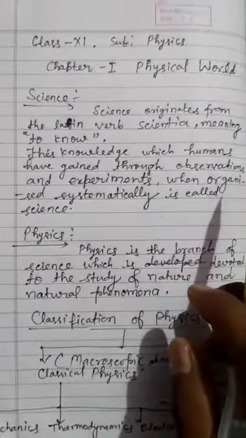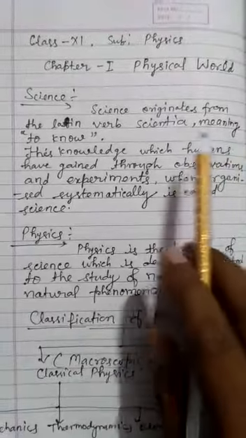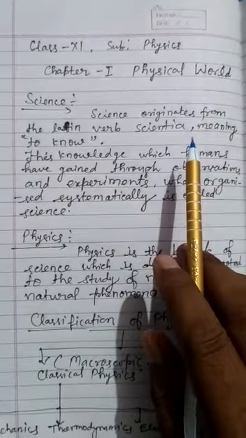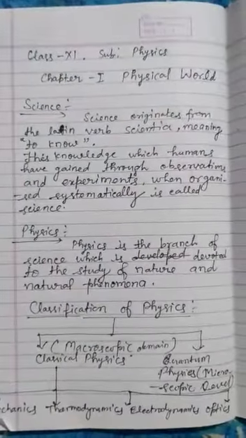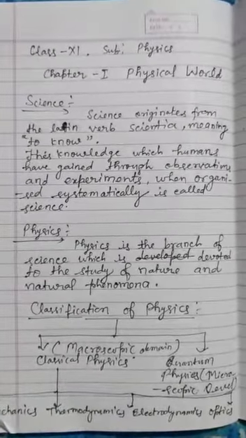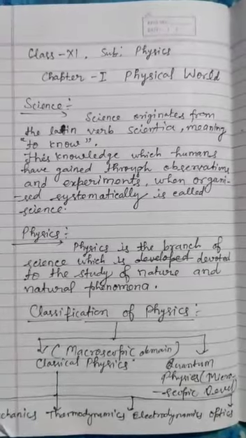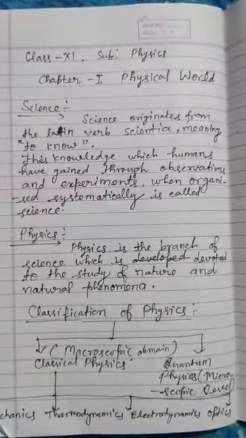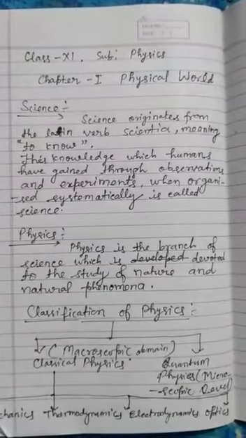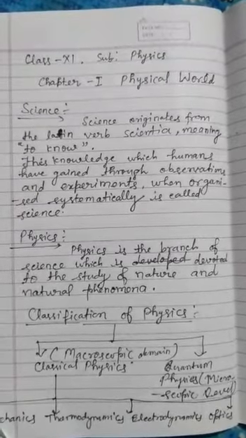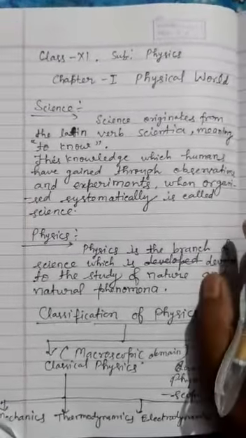Science originates from the Latin word scientia, meaning to know. This knowledge which humans have gained through observations and experiments, when organized systematically, is called science.